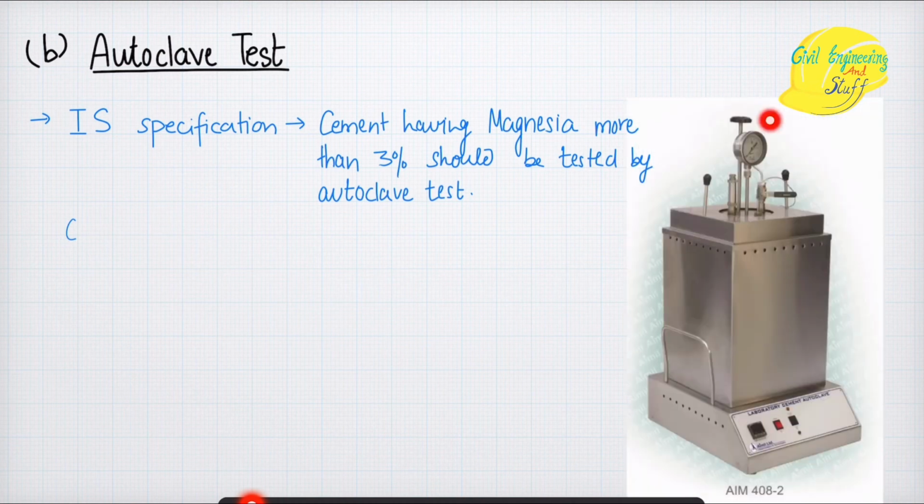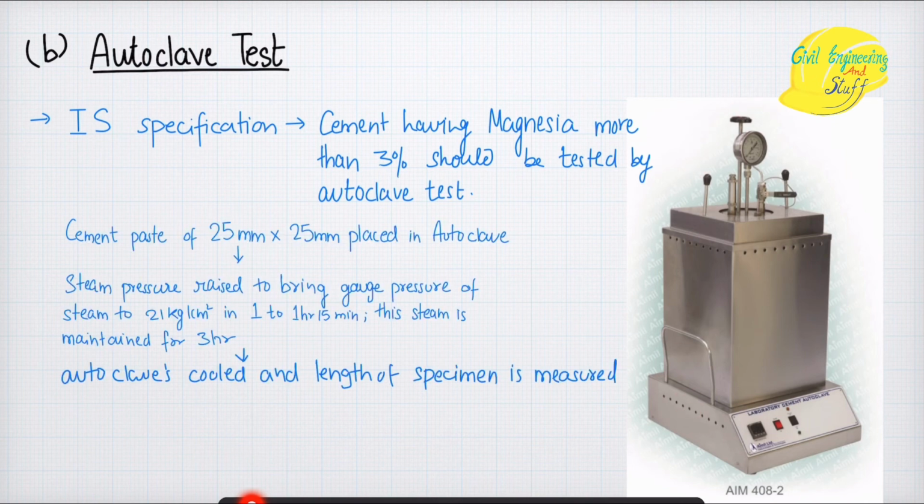So this is the autoclave testing machine. Here we take cement paste of 25 mm by 25 mm and place it in the autoclave, and then we apply steam pressure. Steam pressure is raised to bring the gauge pressure of the steam to 21 kg per centimeter square in 1 hour to 1 hour 15 minutes, and this steam pressure is maintained for 3 hours. The autoclave is then cooled and the length of the specimen is measured.